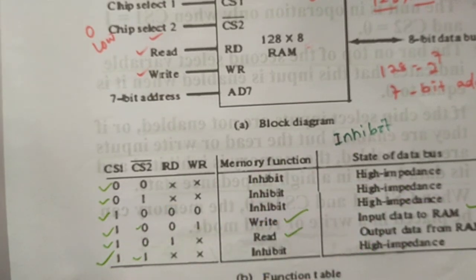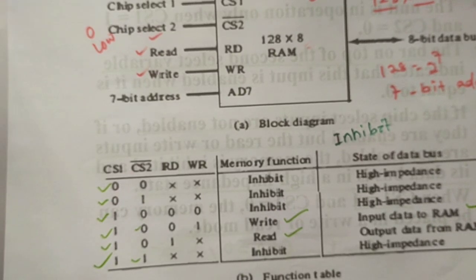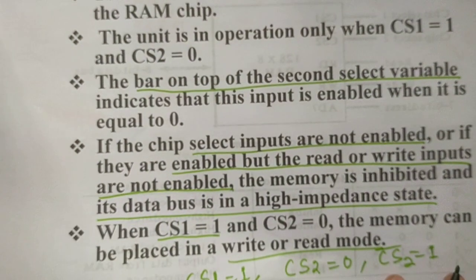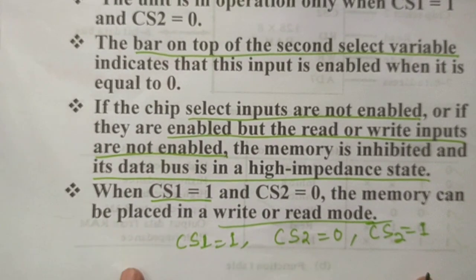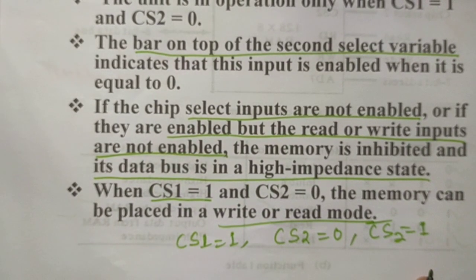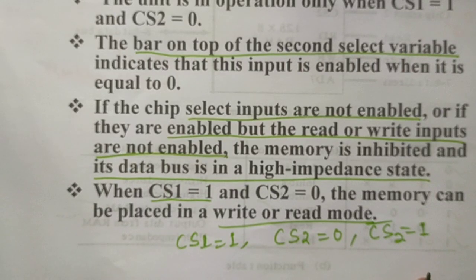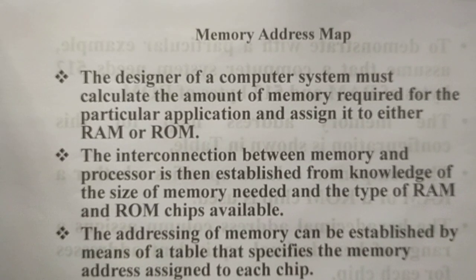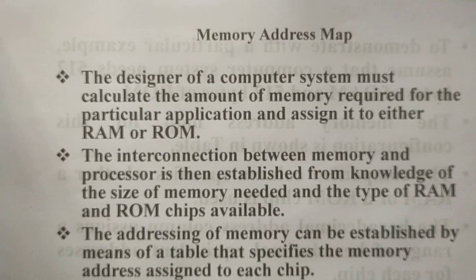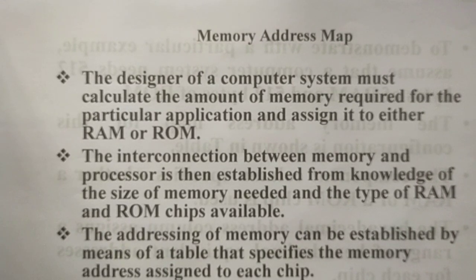At what situation it will be high impedance, whether CS1, CS2 are enabled or not enabled, read write enabled or not enabled, or at what situation read write operation can be done, we see it is mentioned here in a very simple way. So these are the basic concepts regarding read write operation for RAM. Now again we see the memory address map. How the memory address map is done, we will see again.